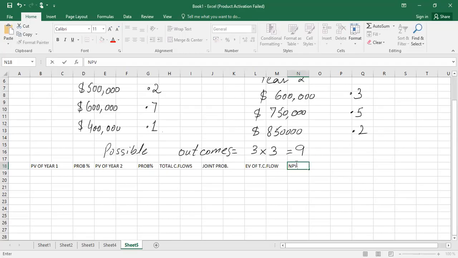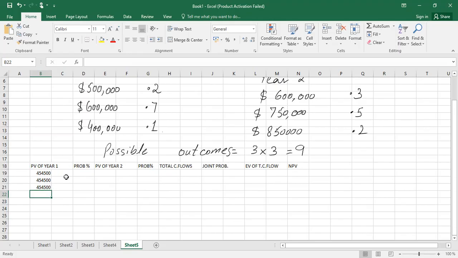Next one is net present value. First one is 500,000. Now we are assuming here that discount rate is same 10%. So it is multiplied by 0.909. Same, 500,000 into 0.909. Because we are required to calculate 9 workings, 500,000 into 0.909.